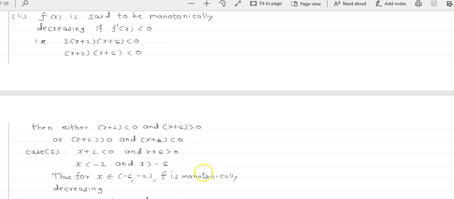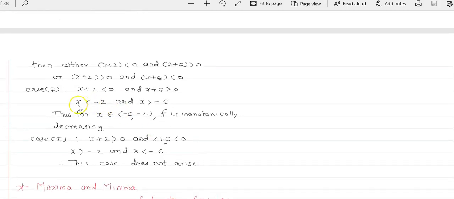Now in the first case, x plus 2 is less than 0 and x plus 6 is greater than 0. It means that x is less than minus 2 and x is greater than minus 6. Thus, for x belonging to the open interval minus 6 to minus 2, f is monotonically decreasing. Now in the second case, that is, x plus 2 is greater than 0 and x plus 6 is less than 0, then what will happen?